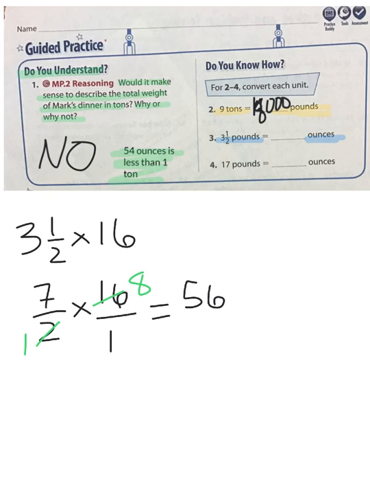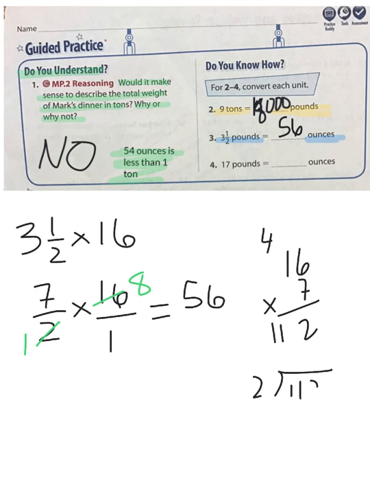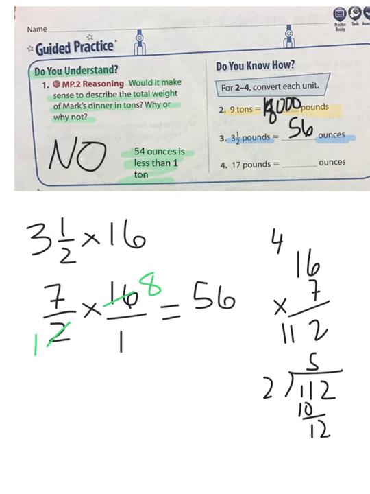If you are not comfortable doing it that way, you could multiply 16 times 7. 6 times 7 is 42. Regroup your 4. 7 times 1 is 7, plus 4 is 11. And then you could divide 2 into 112, which would just be an extra step. But you would get the same answer, which is 56.